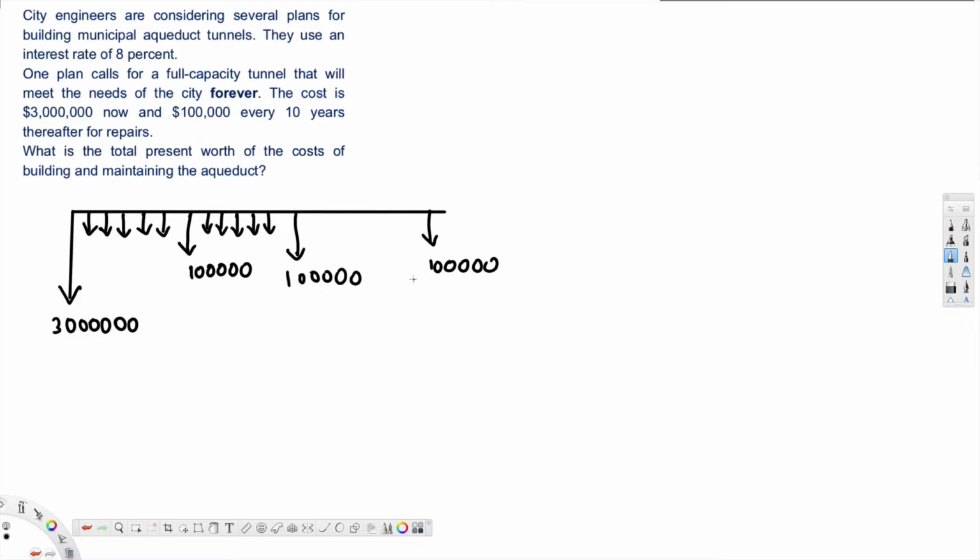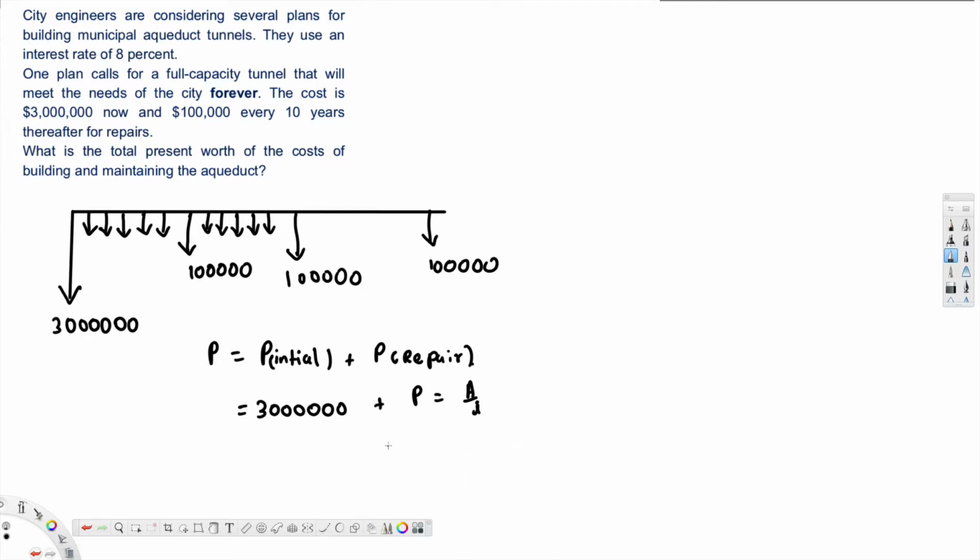Okay, here first let's calculate the P value. P is basically P initial plus P repair cost. So this is what you are trying to find. And initial we know is 3 million, and P repair can be calculated using this formula: P is equal to A over i.